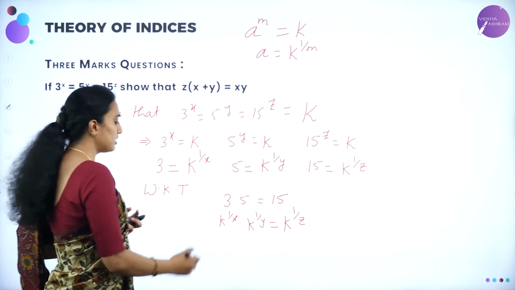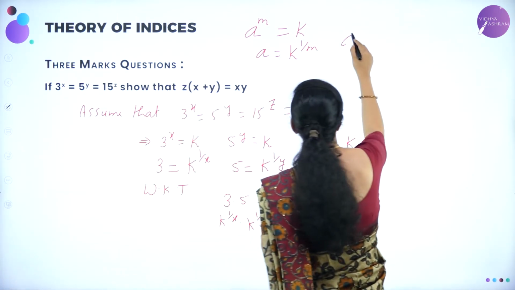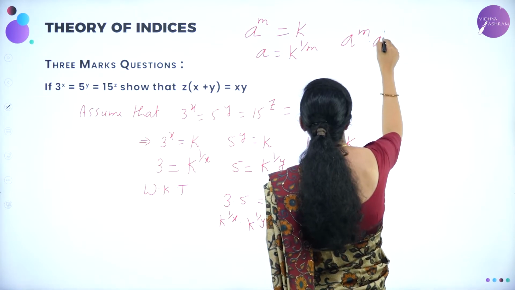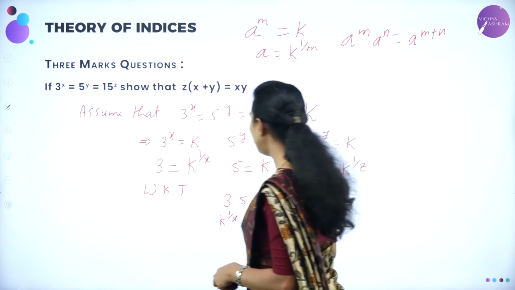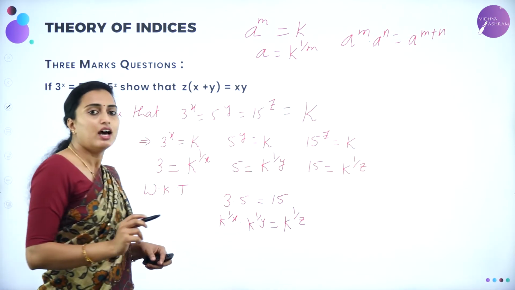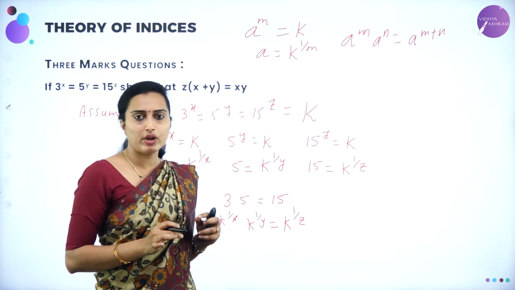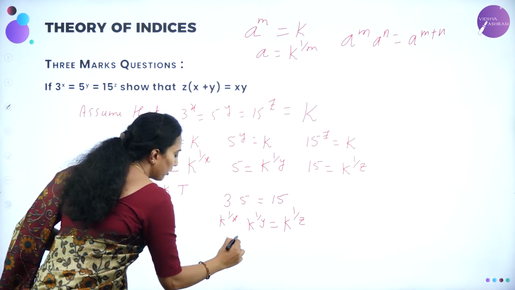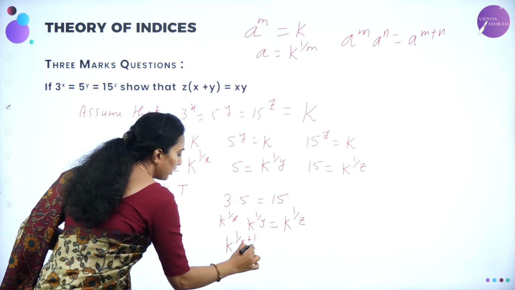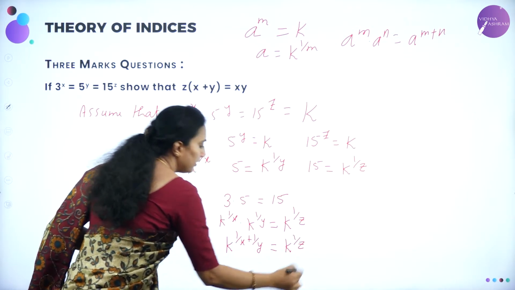You know, dear students, if the bases are the same, I can add the powers. What is that? a power m into a power n is equal to a power m plus n. So therefore, I can add the powers here. a replaces k, m replaces 1 by x, n replaces 1 by y. So here accordingly, k to the power of 1 by x plus 1 by y will be equal to k to the power of 1 by z.